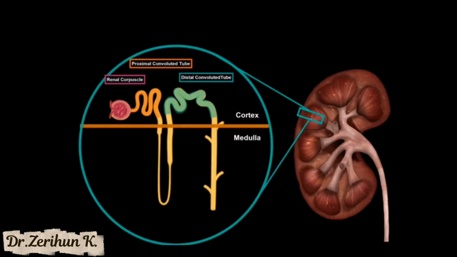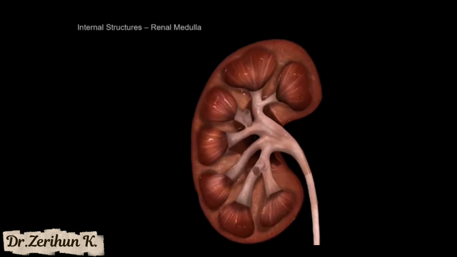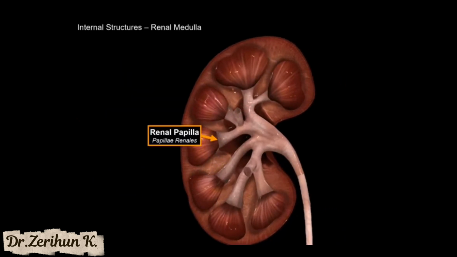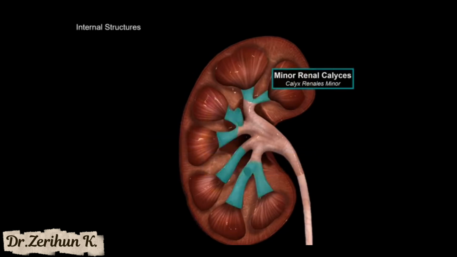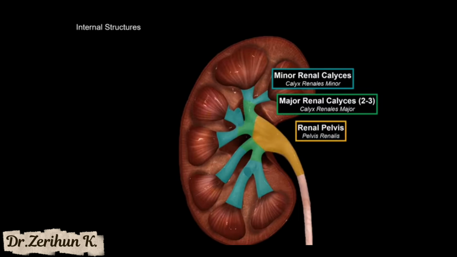The renal medulla contains parts of the nephron, that is the loop of Henle, and the collecting duct is located within the renal medulla. The renal papillae open into the minor calyx, the opening of papillary duct. Finally, the minor renal calyces together form the major renal calyx. The major renal calyces together form the renal pelvis. So the renal pelvis is mainly formed from the major renal calyx.